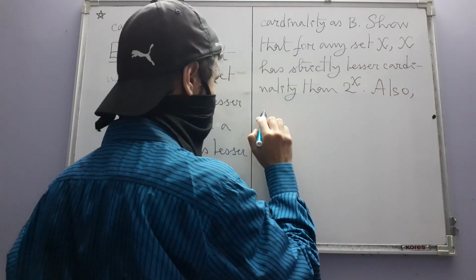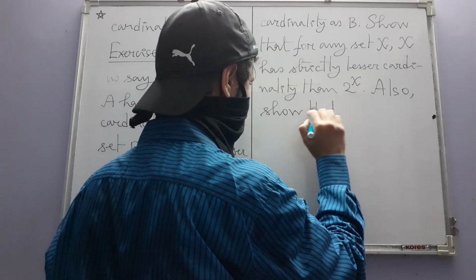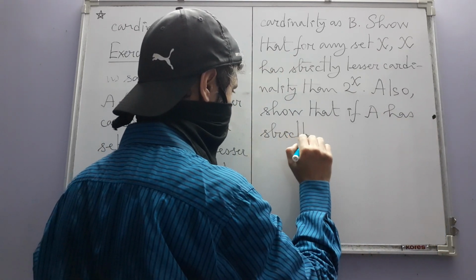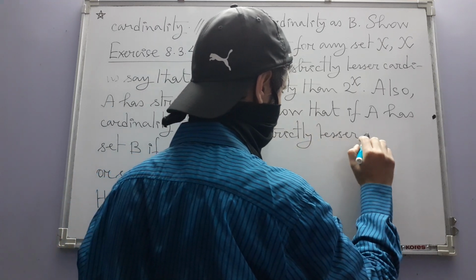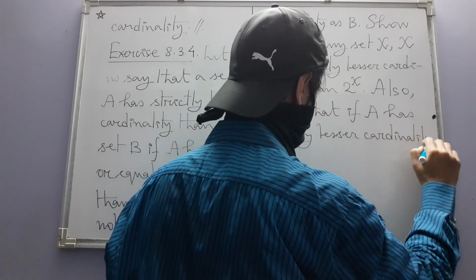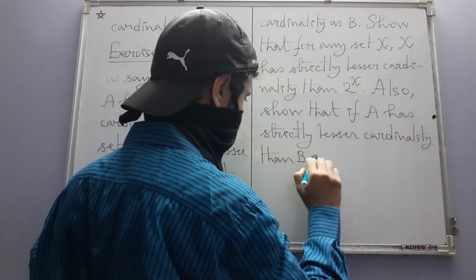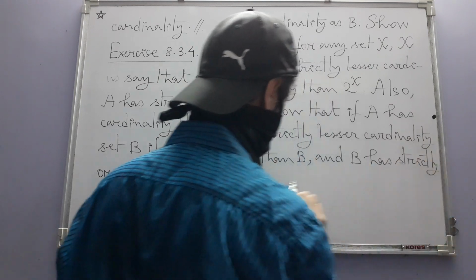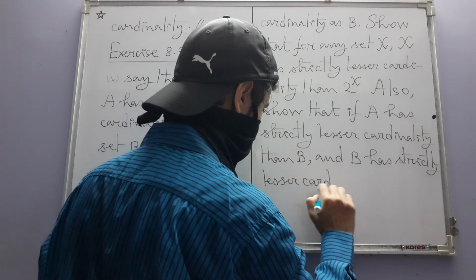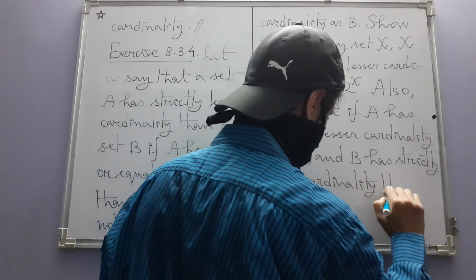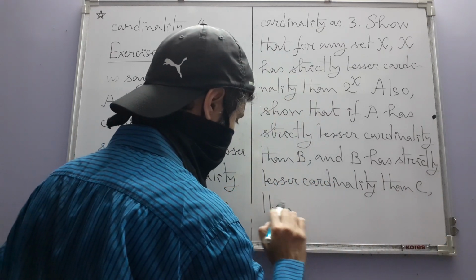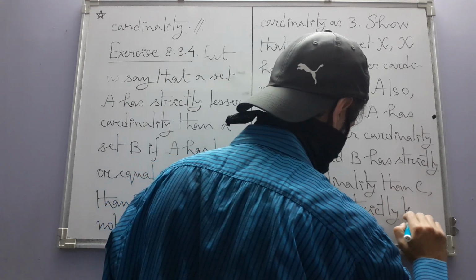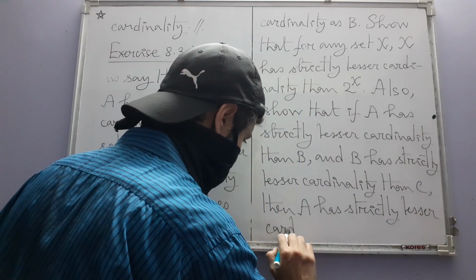also show that if A has strictly lesser cardinality than B, and B has strictly lesser cardinality than C, then A has strictly lesser cardinality than C.